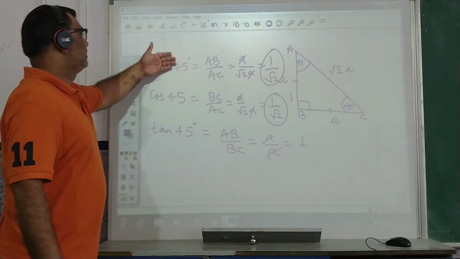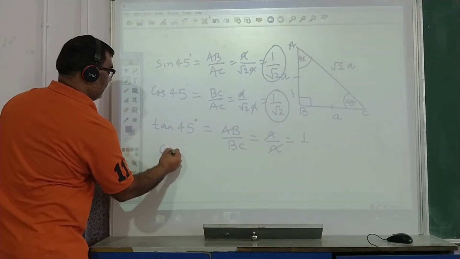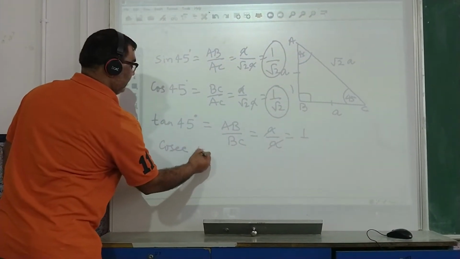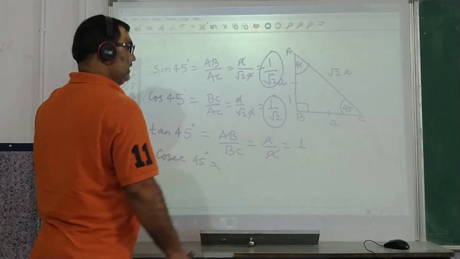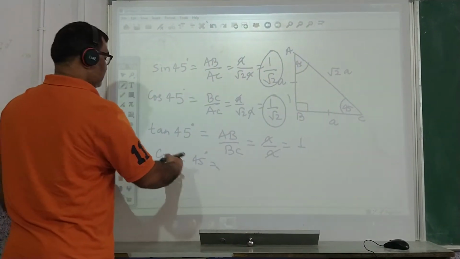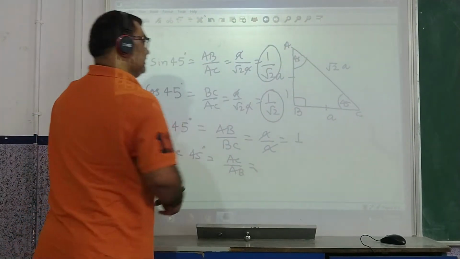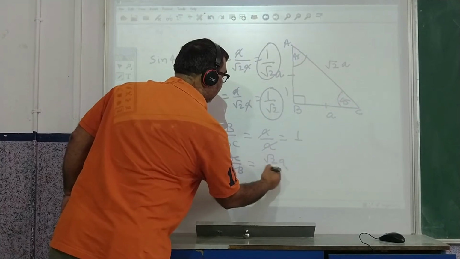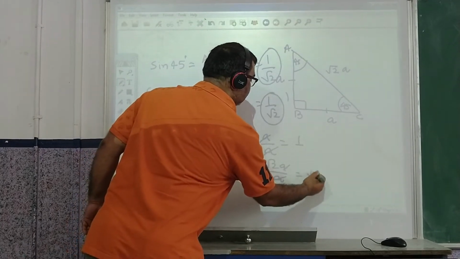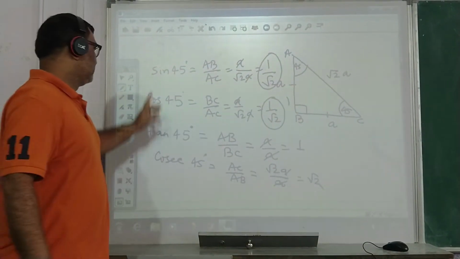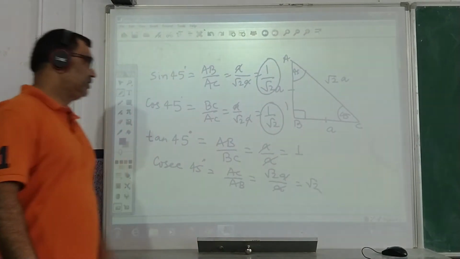As you know, the reciprocal of sine is the cosec. So cosec 45 will be just the reciprocal of 1 by root 2. So can I write root 2? Yes. So cosec 45 is AC by AB. That is root 2A by A. So A cancel, the answer is root 2. So the value of cosec 45 is root 2.